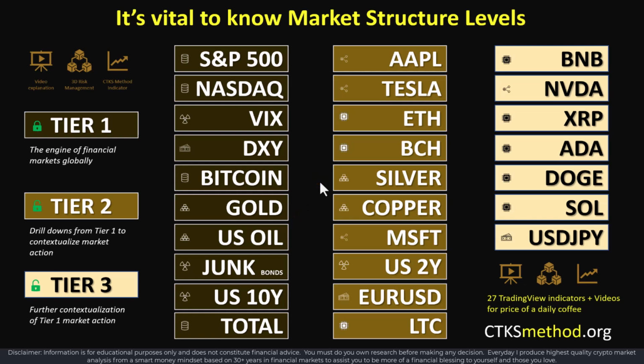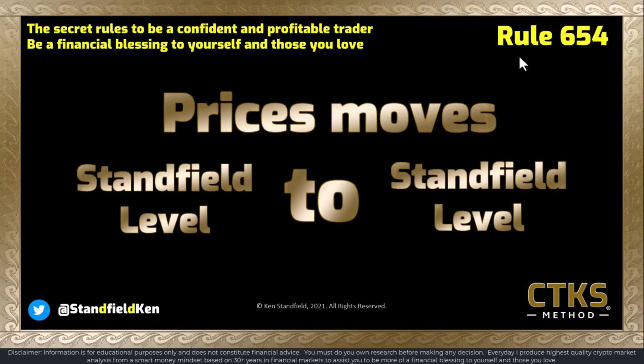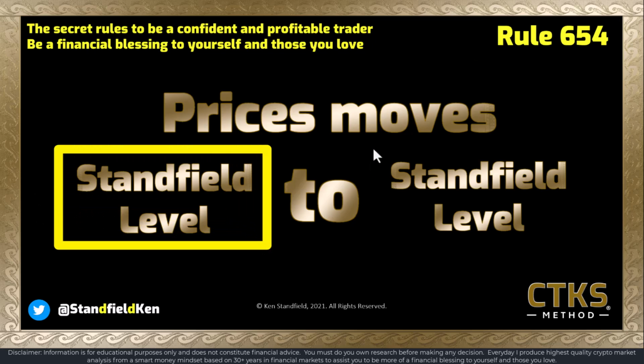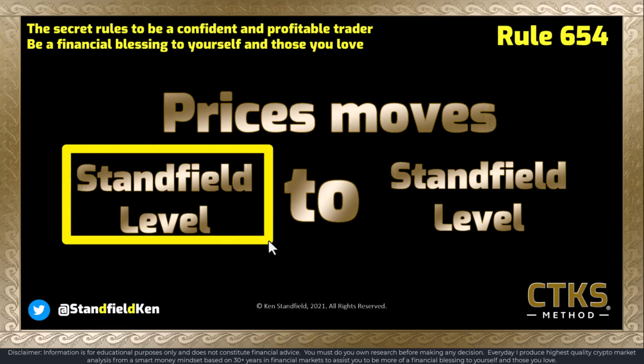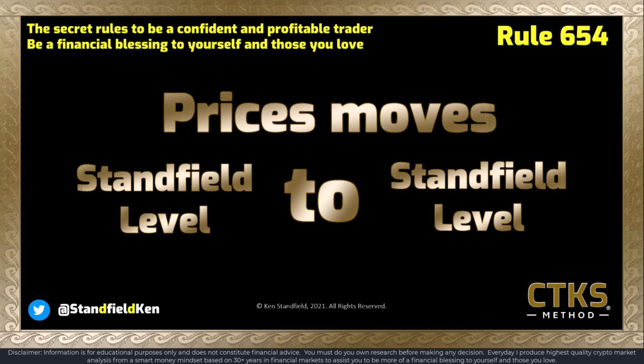Learning these associations and intercorrelations is very, very important. When you've got your intercorrelations connected, the next most important thing is market structure. In fact, market structure is even more important. In yesterday's video, we discussed market structure as per Rule 654. Price is always moving from SL to SL. SLs, or Stanfield levels, are the most statistically significant support and resistance lines in existence.